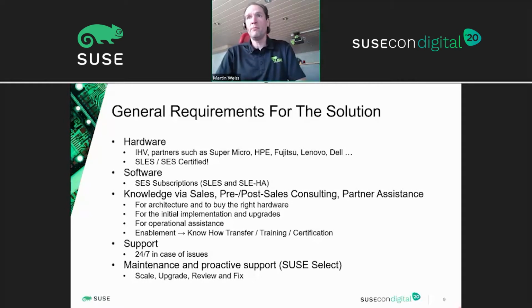And we have many partners that can also help you with this knowledge add-on that you need for the complete solution. And these can all help you with building the right architecture, select and buy the right hardware. They can help you with the initial implementation and with upgrades and maintenance of the system. They can give you operational assistance. So once you have deployed the system and hard disks fail, etc., either you can build up the knowledge yourself or you can ask someone to help you.